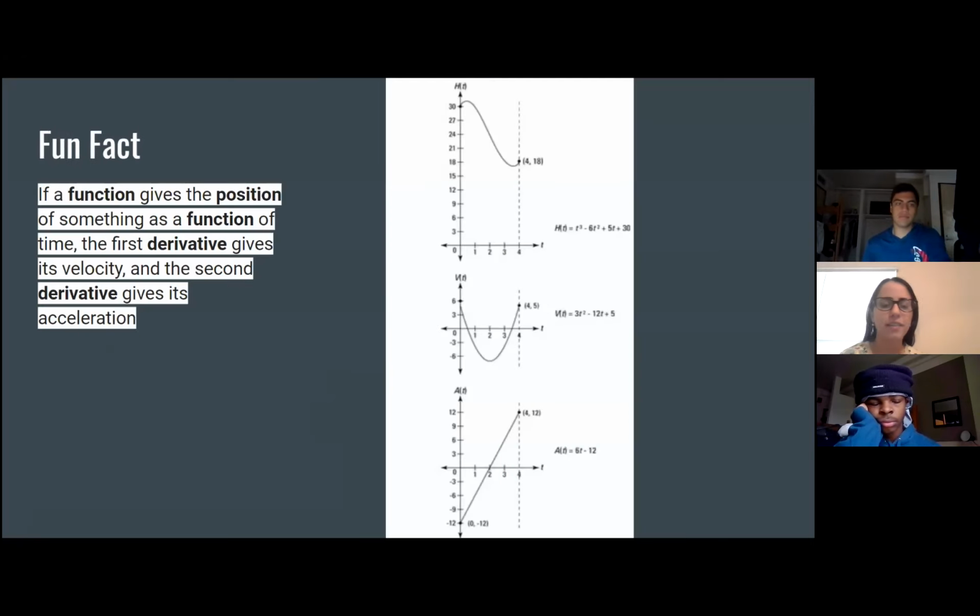Okay, so a fun fact that we actually learned in class is that if a function gives you the position of something as a function of time, the first derivative gives you its velocity and the second derivative gives you its acceleration.